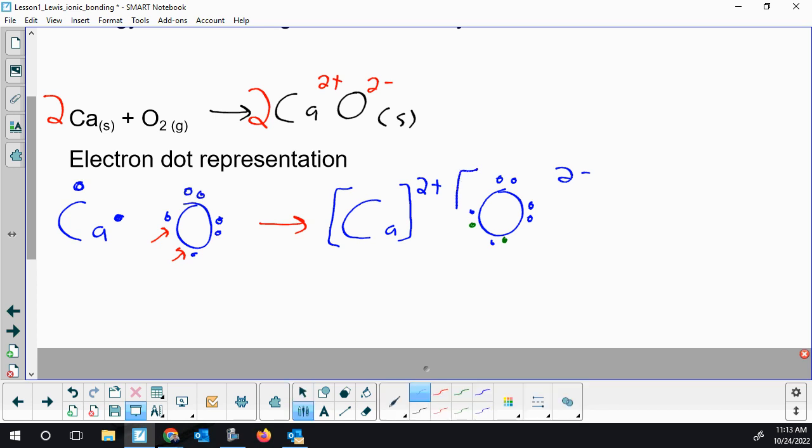Now we have to square bracket the symbol O and its dots, and have the charge outside. So those are the Lewis symbols for the 2 ions that we made. Calcium, no dots. Oxygen, 8. You're going to find the cations always have no dots. The anions always have 8, a full outer energy level.